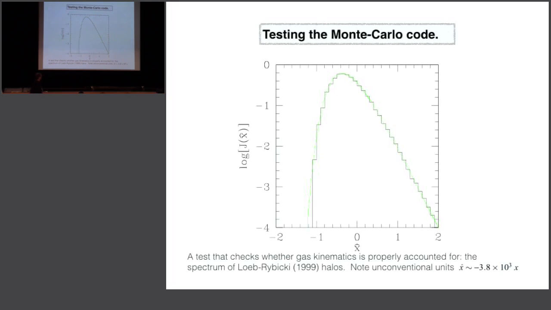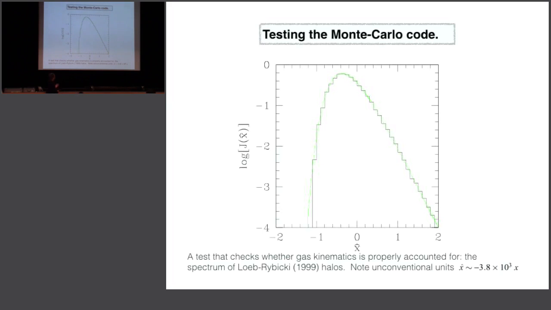Right? So this is the Rybicki-Loeb solution in green, right, for the spectrum. And here the spectrum has these weird units of x hat, which relates to my ordinary frequency units in a bit of a strange way. It doesn't really matter right now. The only thing that matters is that the Rybicki-Loeb solution is in green, and the Monte Carlo solution is again the histogram. So this kind of thing would test whether your code is actually working once you have gas motions present in the gas, right?